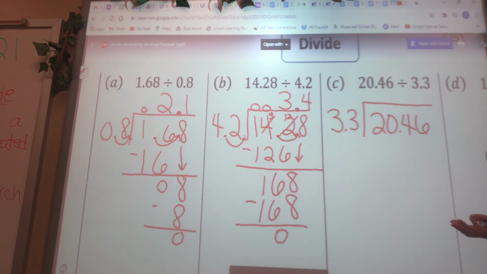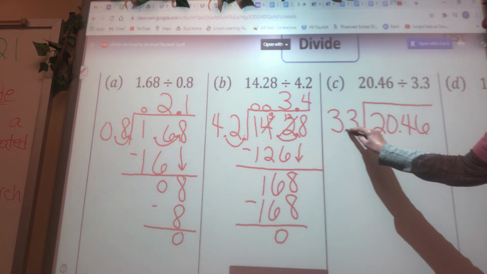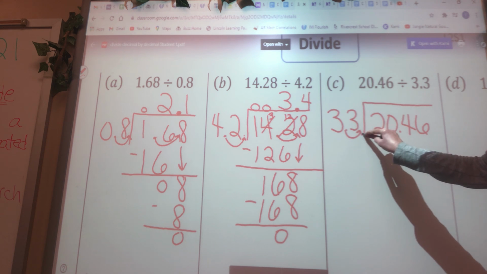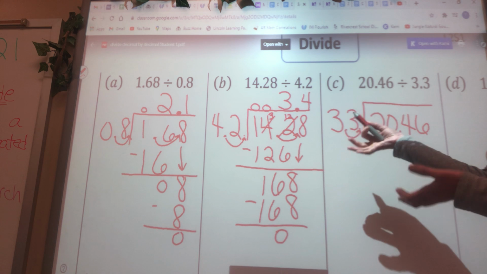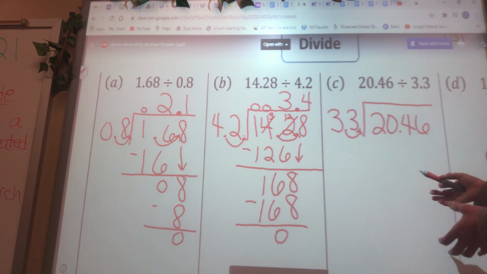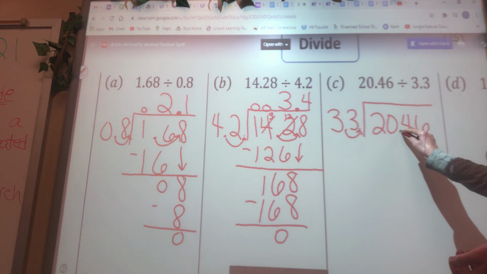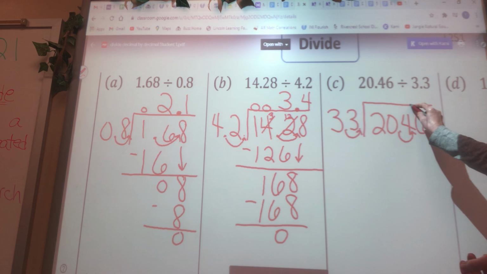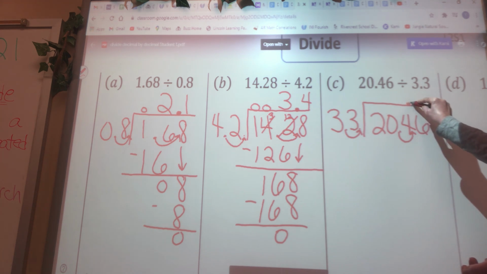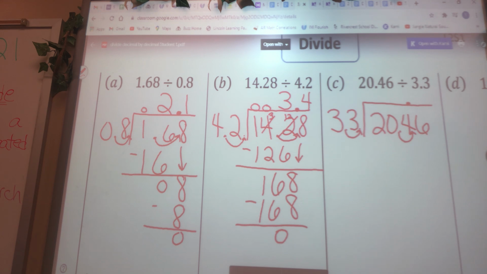So to make my divisor a whole number, I would have to move by 1 power of 10, and it would go at the end. And if I do that in the divisor, I also have to do that in the dividend. So I would take the decimal where it is, and I would move by 1 multiple of 10. I would go straight up and put my decimal. And then I'm ready to divide.